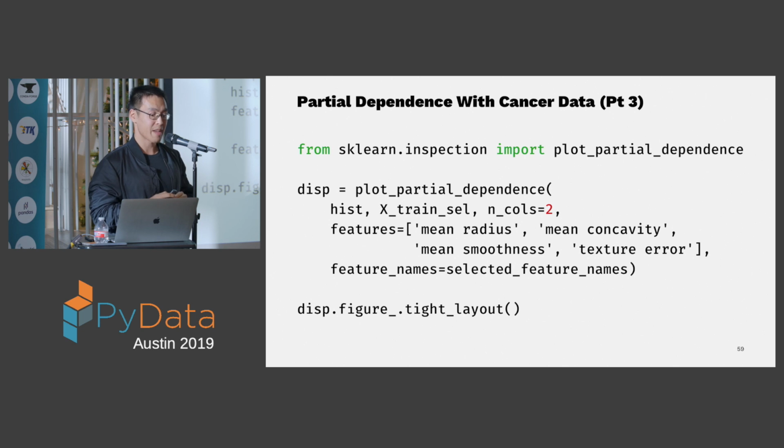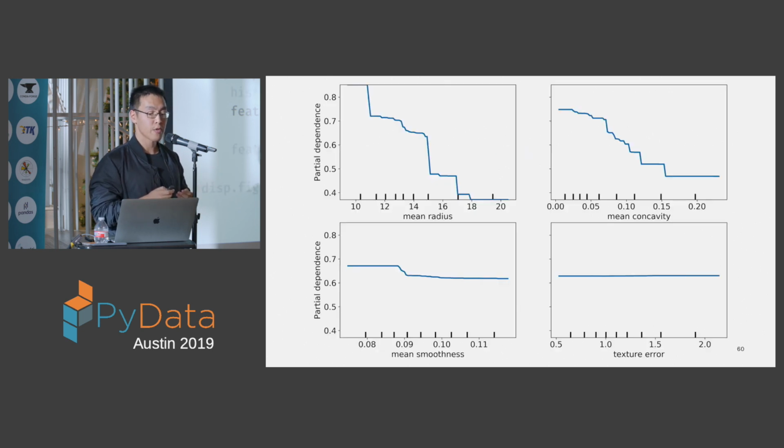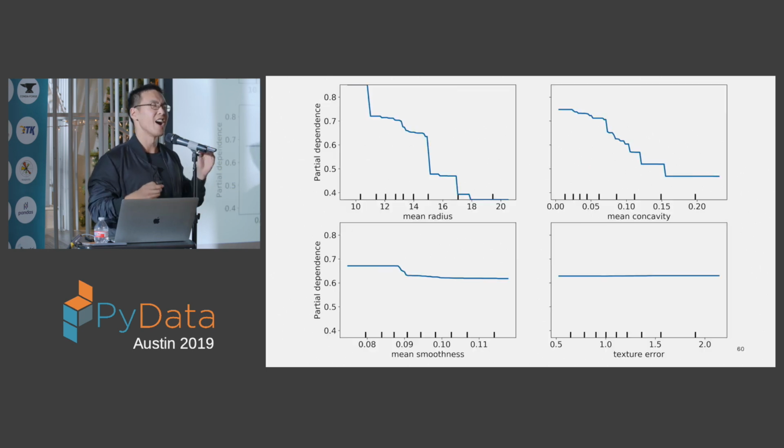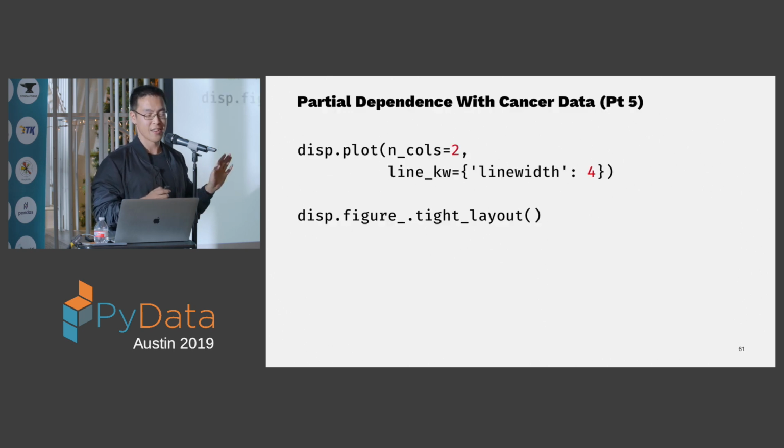The cool thing about this API is that plotting partial dependence is kind of computationally expensive. It's a lot of work. So the disp object stores these things inside the object. That means if you plot this and think it's ugly, and you want to make the line thicker, I could set the line width equal to 4. I set the keyword of line width equal to 4 as a dictionary.